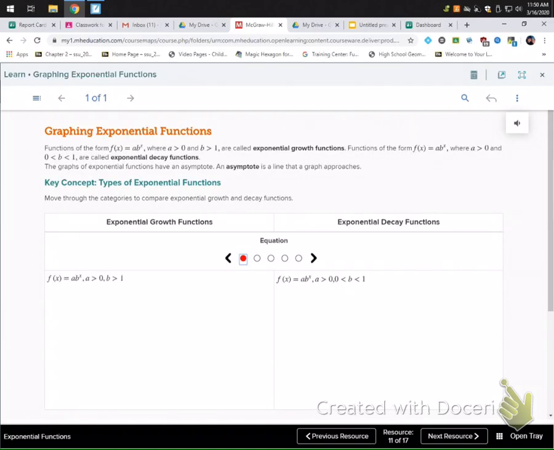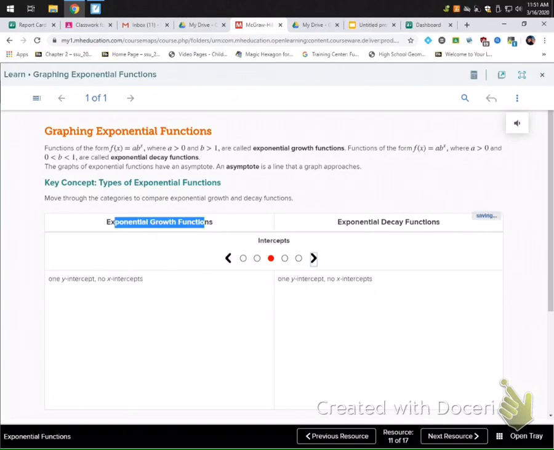Okay, and then there's just some important things. I'm going to go through this really quickly, but for it to be growth, the value of b has to be greater than 1. For it to be decay, the value of b has to be sandwiched between 0 and 1. For my domain, for a growth function, the domain is all real numbers, and the range is all values of y greater than 0. For decay, same thing. All real numbers is my domain. My y values or my range is any number greater than 0.